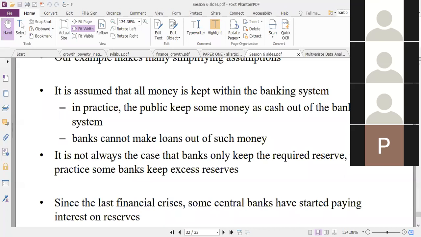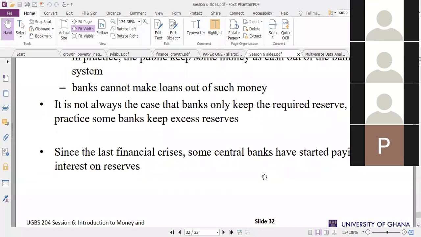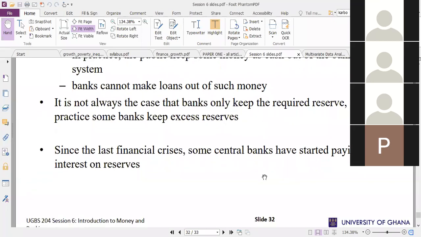It is not always the case that the bank only keeps the required reserve. In practice, some banks keep excess reserve. Let's say the Bank of Ghana tells you to keep 20%, but some banks can decide to keep 30% in order to run their own operations, and that extra 10% will be for them to make their small rounds.